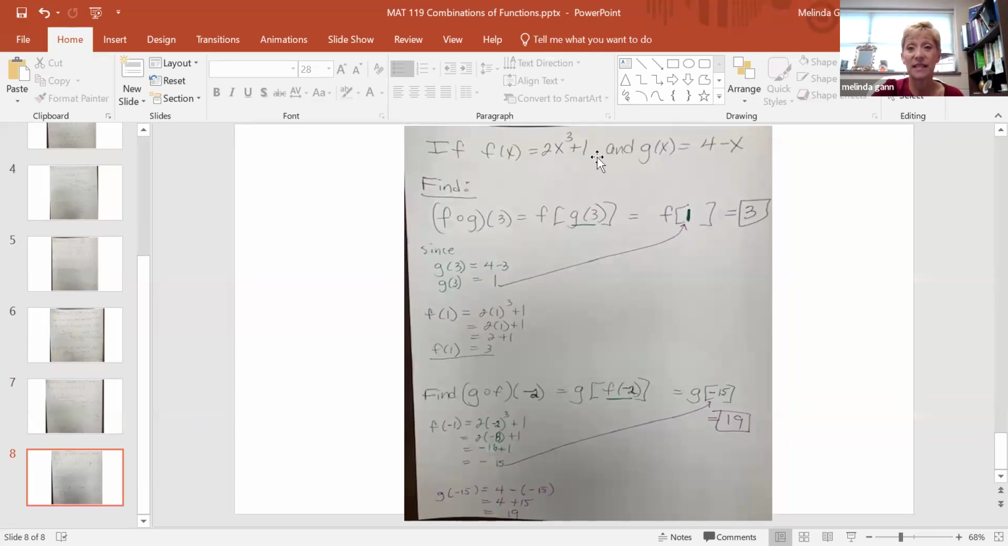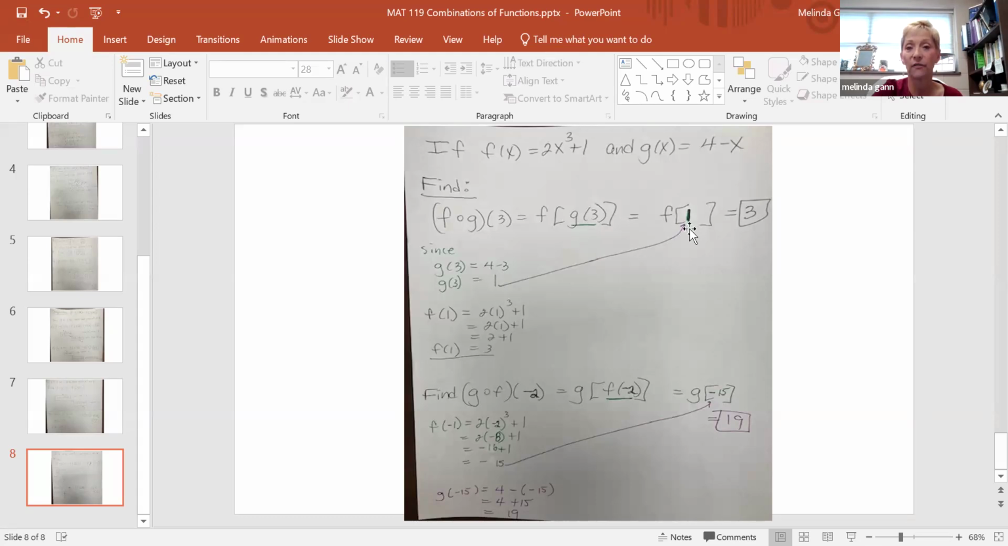So what if this is a different function? F of X is 2X cubed plus 1, and G of X is 4 minus X. And I said do F composed with G at 3. F at G at 3. So that says take a 3 and plug it in G. So I go up here to G and I plug a 3 in for X. 4 minus 3 is 1. So G at 3 is 1.